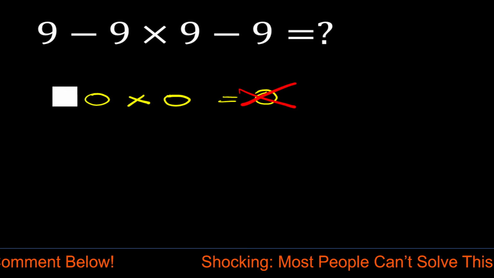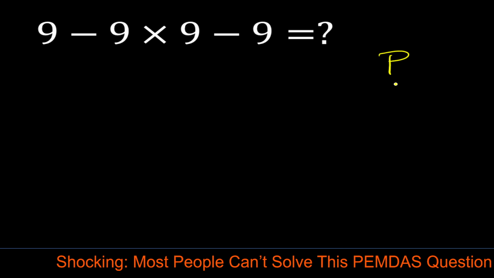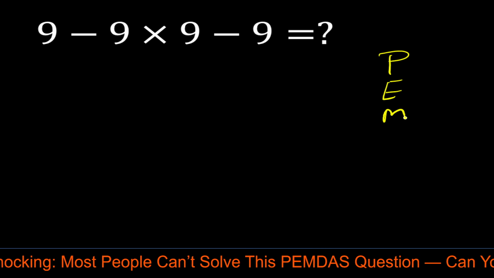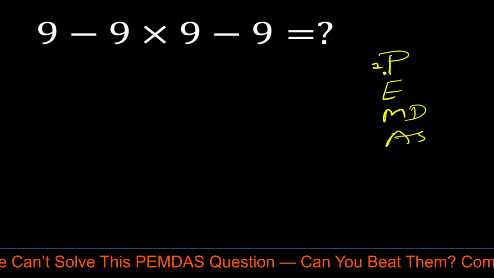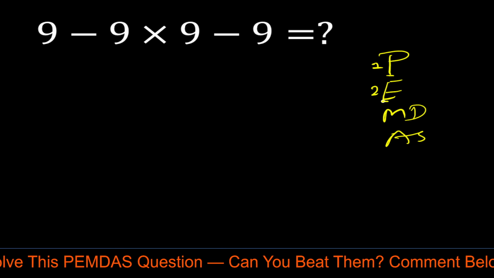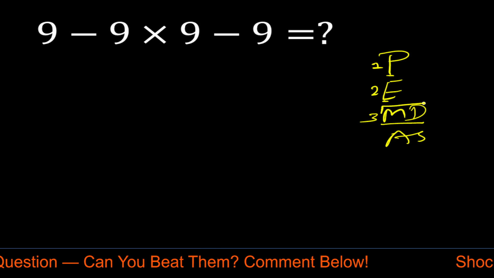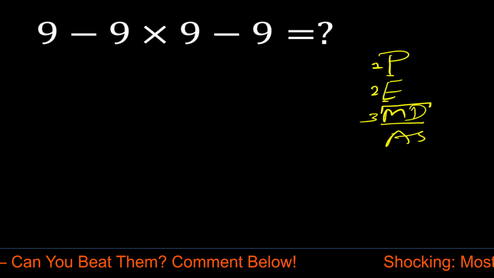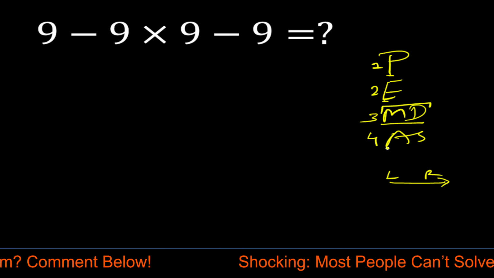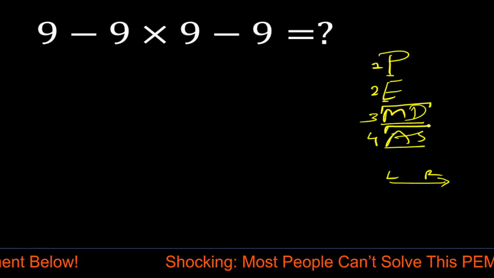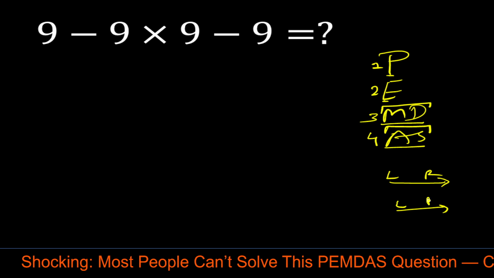So now let's solve this problem correctly by using the PEMDAS rule, right? PEMDAS, P-E-M-D-A-S. According to the PEMDAS rule, first priority is parentheses, then second priority is exponents, then third priority is multiplication and division. Here multiplication and division both have equal priority, so we have to solve it from left to right. Then fourth and last priority is addition and subtraction. Also addition and subtraction both have equal priority, so we have to solve it from left to right.